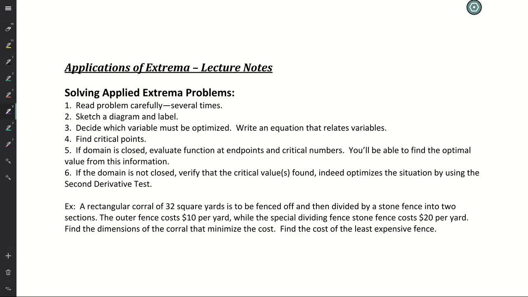In this video, I'd like to look at applications of extrema. In this section, you're going to be given word problems, and it's extremely important that we know within the word problems what we want to look for. So the first thing you're going to do is read your problem carefully, several times if necessary. Sometimes we also want to sketch a diagram and label it.